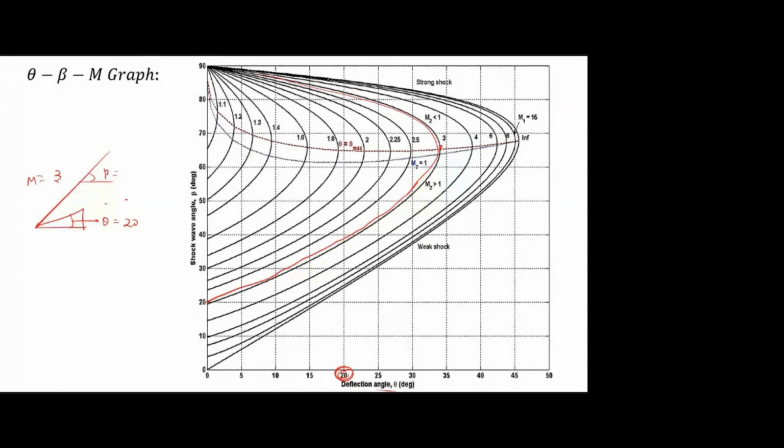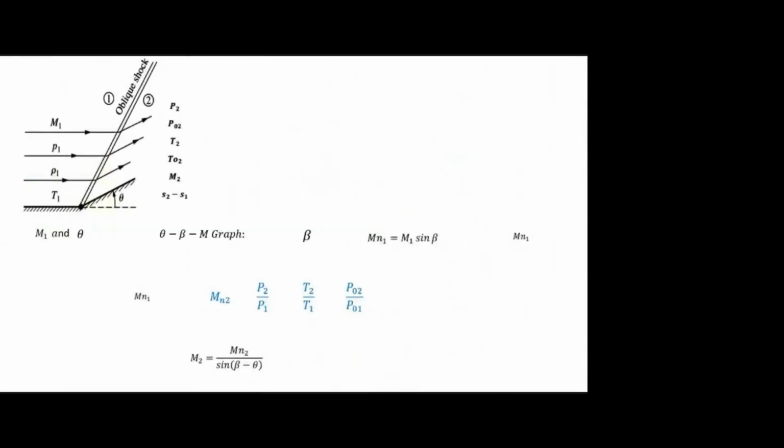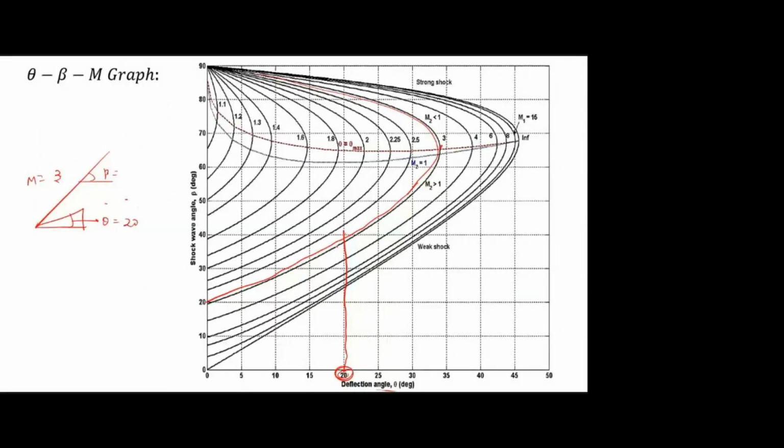Now if you extend this 20 degree, you will get, sorry, actually not one, you will get two intersection points. Is that clear? Yes, sir. Theta is 20 degree, Mach number is 3, we are getting two intersection points. Then from these intersection points, we can find the corresponding beta.